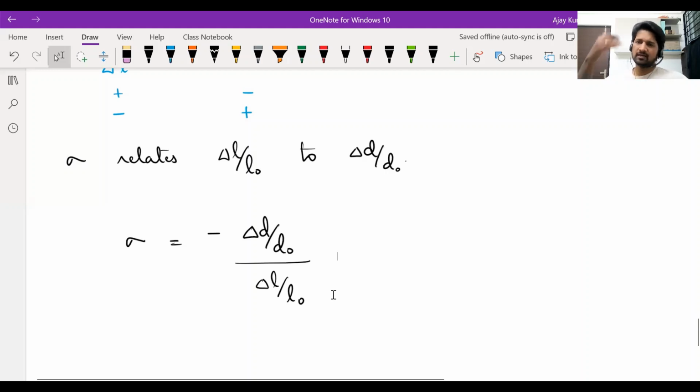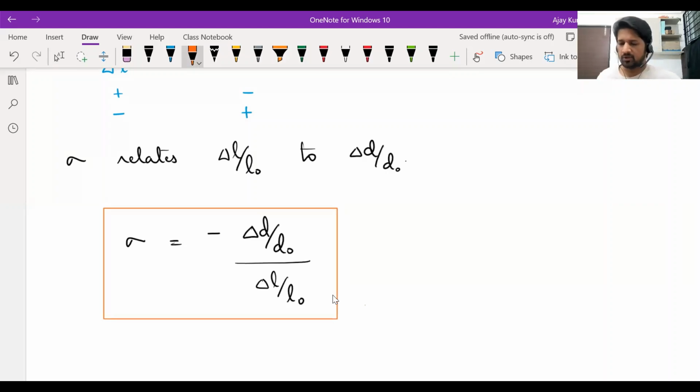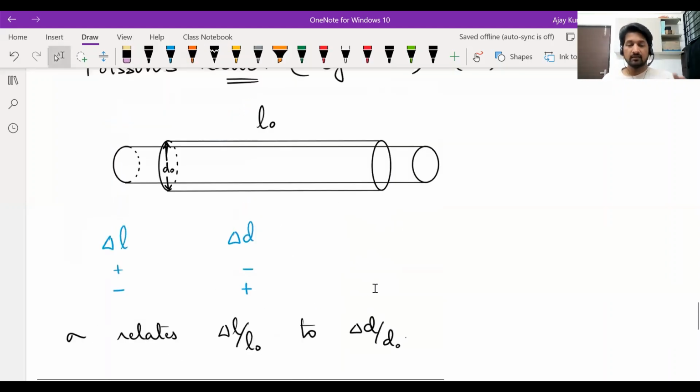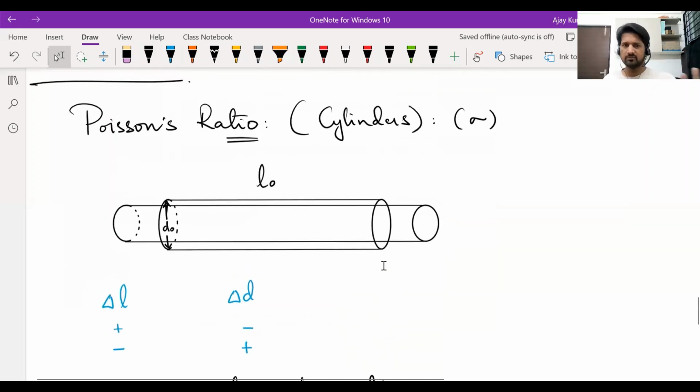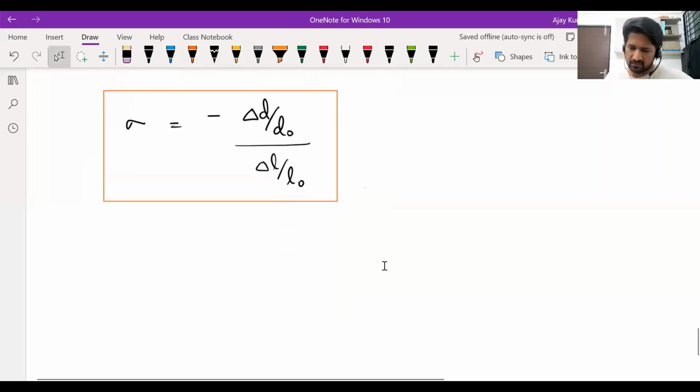That's all. You can multiply by 100 in both the numerator and the denominator. Then it becomes percentage change in diameter divided by percentage change in length. Simple. But questions based on this can be asked in many different ways. So remember, Poisson ratio of a material relates the relative change in length to the relative change in diameter of a cylinder made with that material. It depends on the material only, sigma value. Fine. Let's try to solve problems based on this.